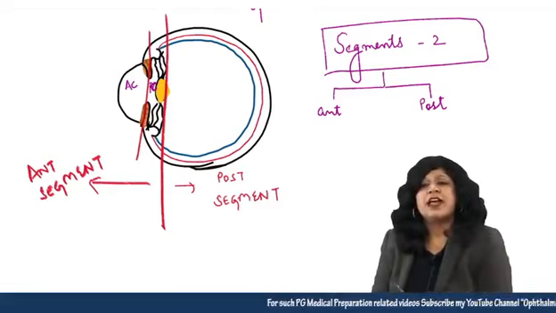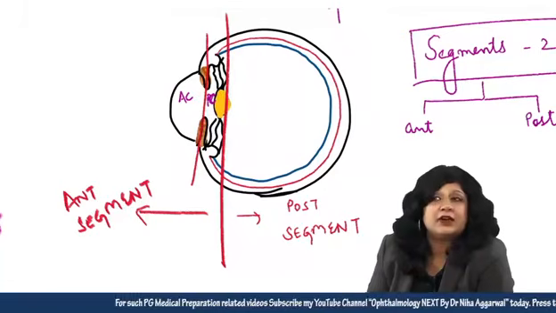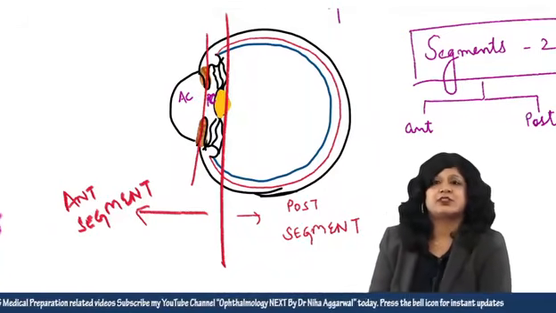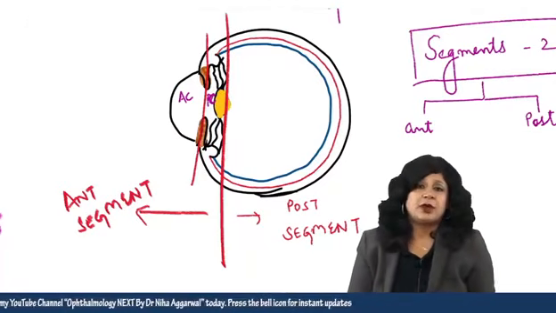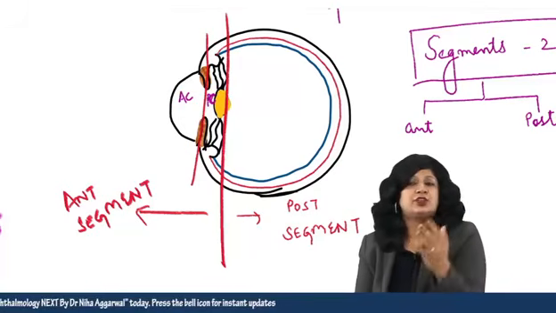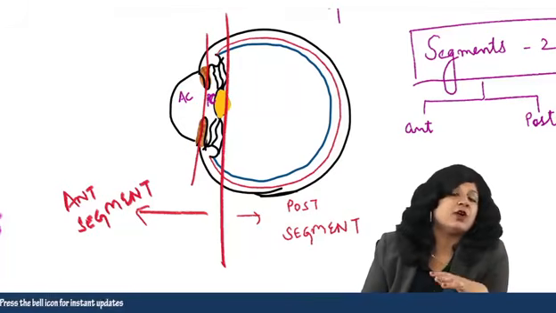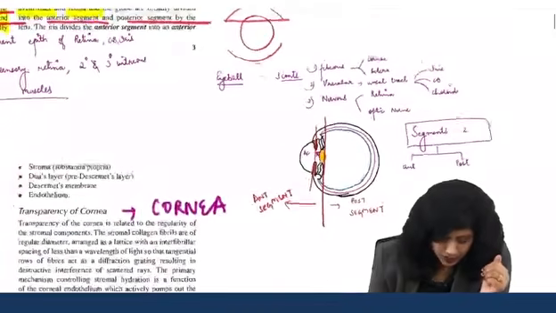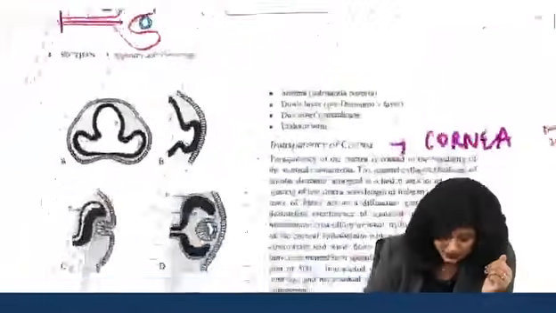Whenever I am talking academically also, some are specialists of the anterior segment, some are specialists of the posterior segment. I can talk clinically also. When I'm talking about pathologies, this is the pathology of the anterior segment, this is the pathology of the posterior segment. So in this way we are always using the segments as well as chambers. So see this, they are saying that it is the iris which is dividing the anterior segment.